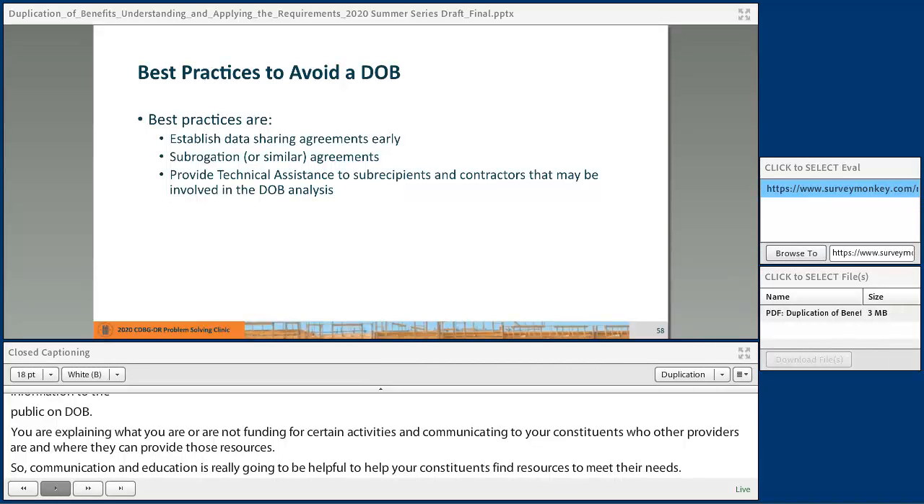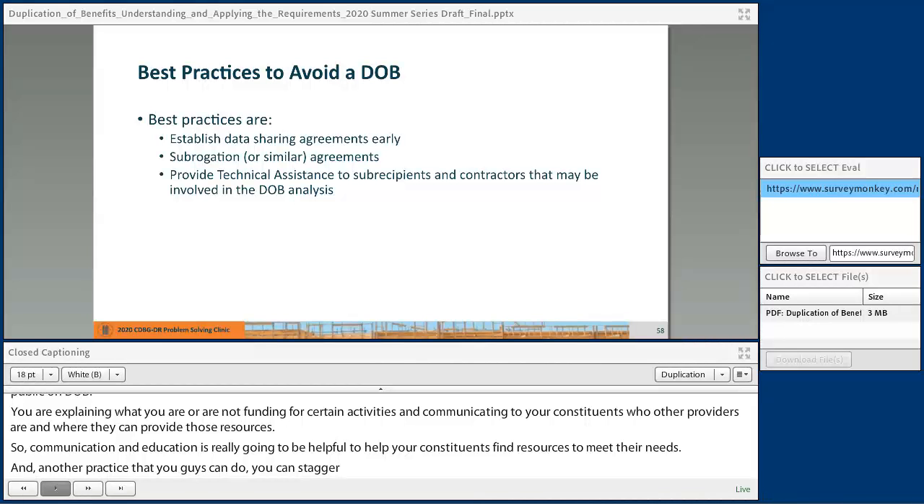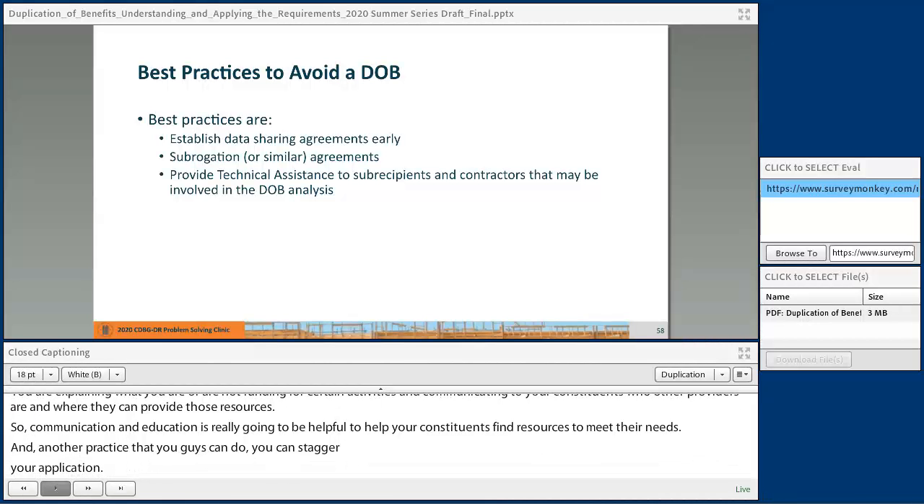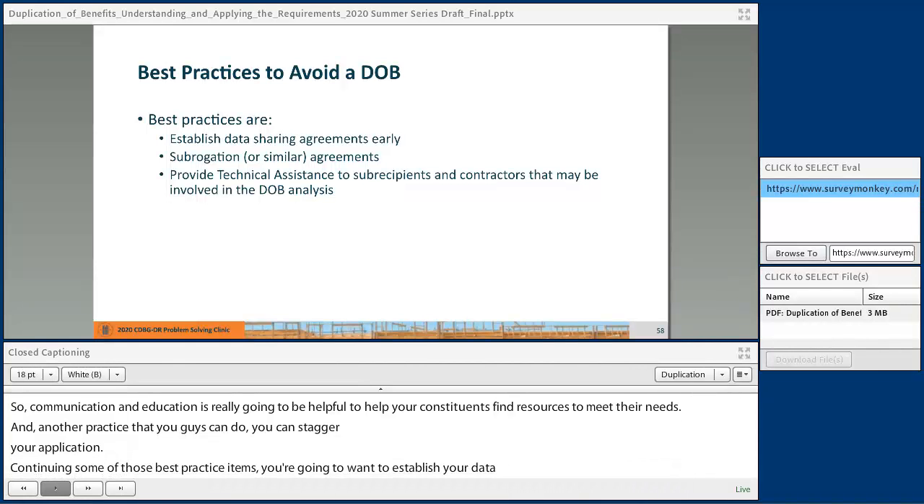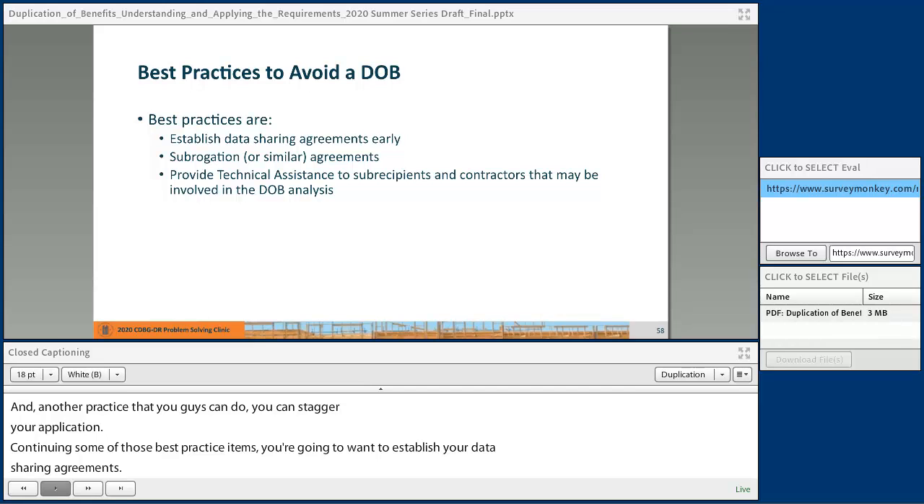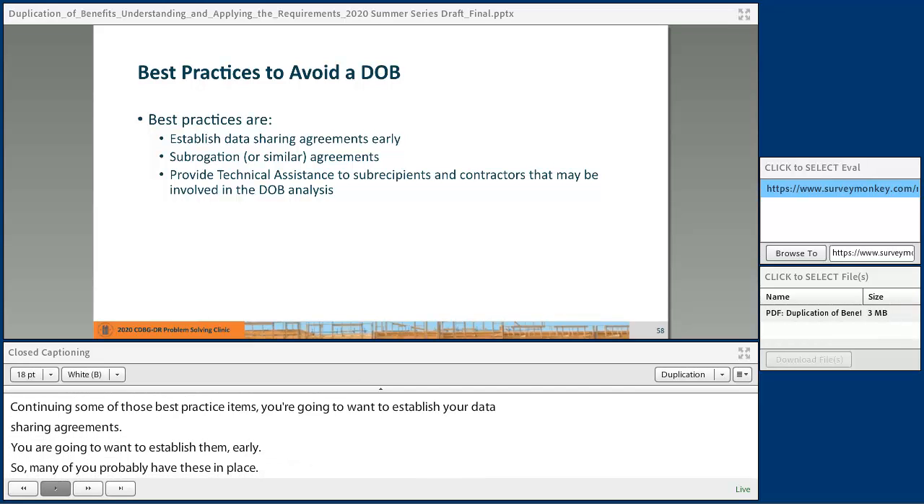Continuing some of those best practice items, you're going to want to establish your data sharing agreements, and you're going to want to establish them early. Many of you probably already have these in place, but especially for our newer grantees and our new class, those of you that are still in those planning stages, you want to make sure that you have agreements with our federal partners like SBA and FEMA and other relevant entities to help you verify what assistance is available when you're doing your individual DOB analysis.